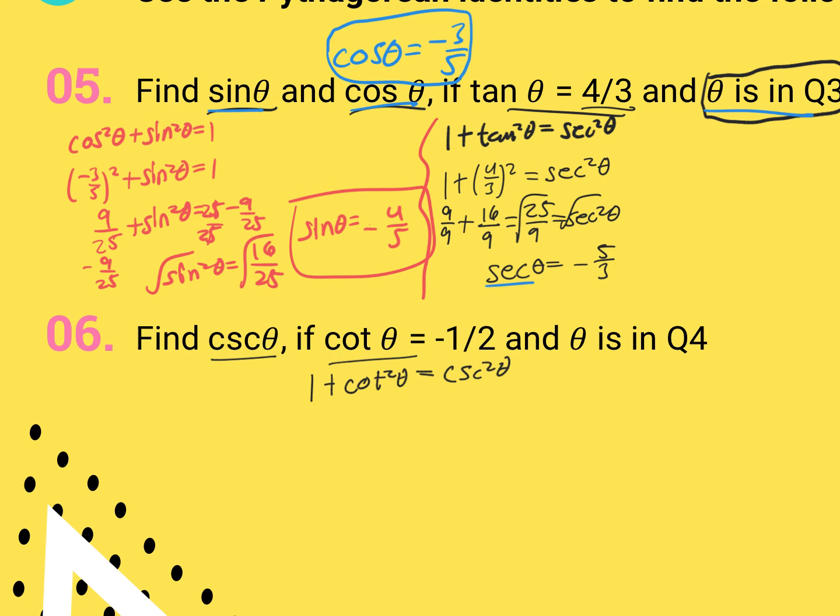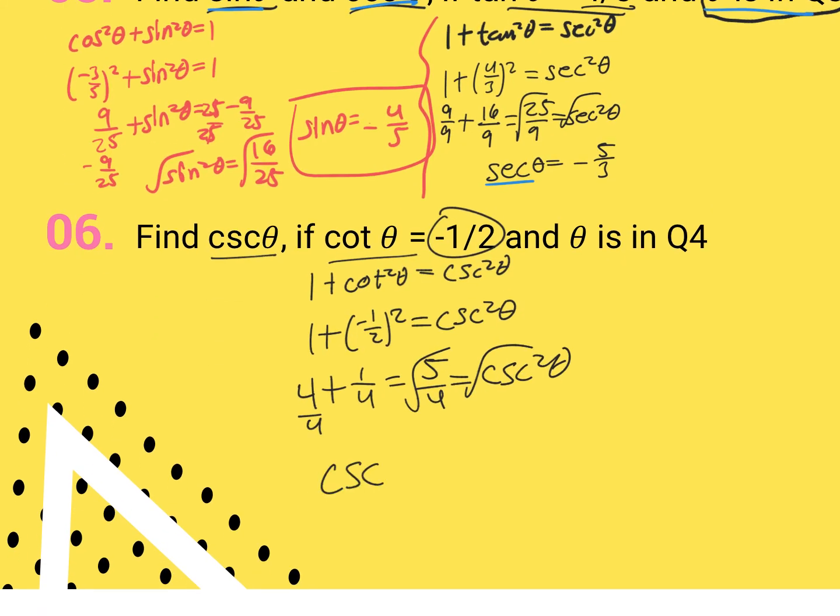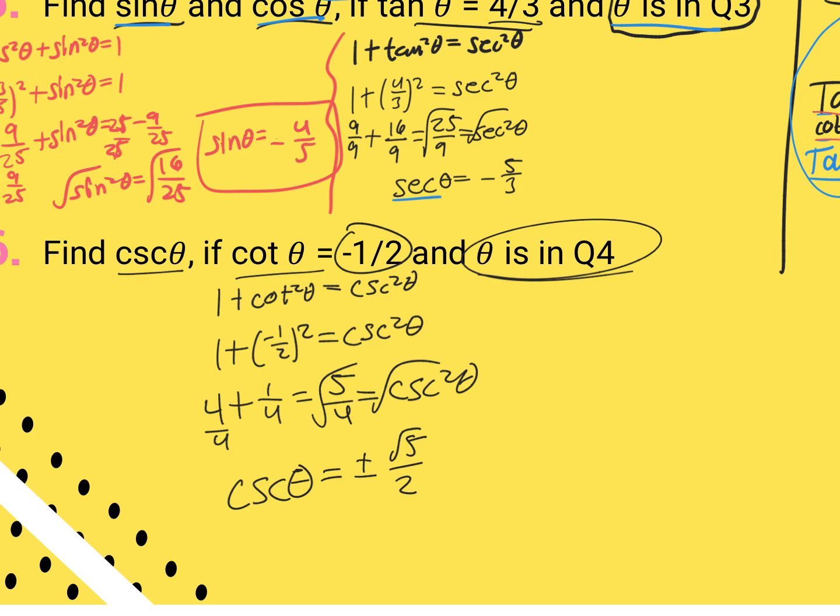Then I'm going to plug in negative a half for cotangent, so it's going to be 1 plus negative a half squared equals cosecant squared theta. So I get 1 plus 1/4, which I can change to 4/4, and so 5/4 is cosecant squared theta. Square root both sides, and this gets us cosecant of theta is plus minus square root of 5 over 2. Again, in quadrant 4, if you think about All Students Take Calculus, it's just cosine and its reciprocal, secant, that are positive.